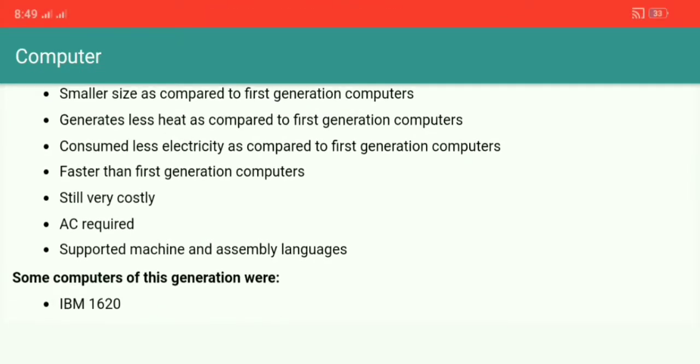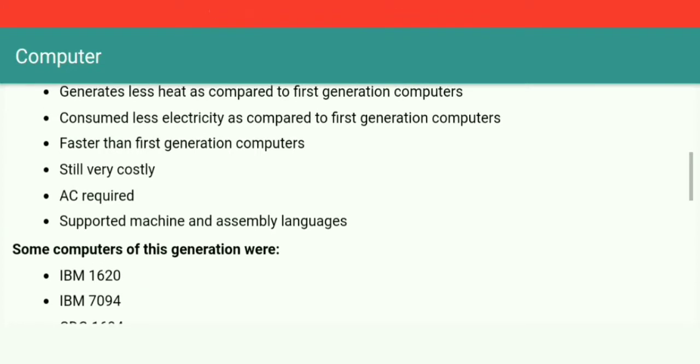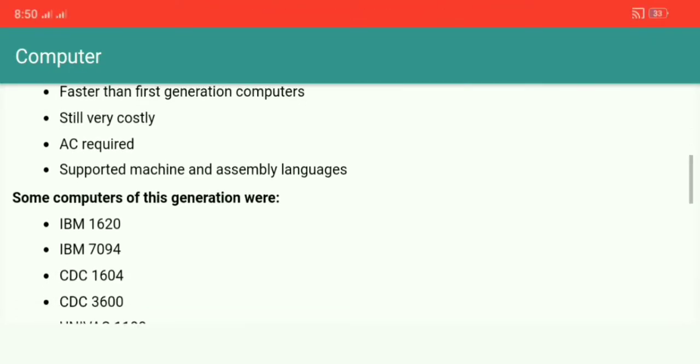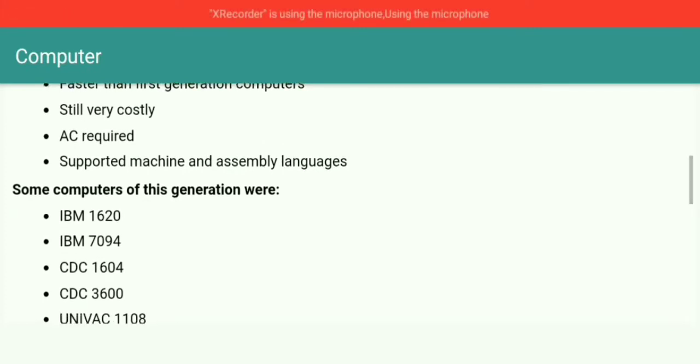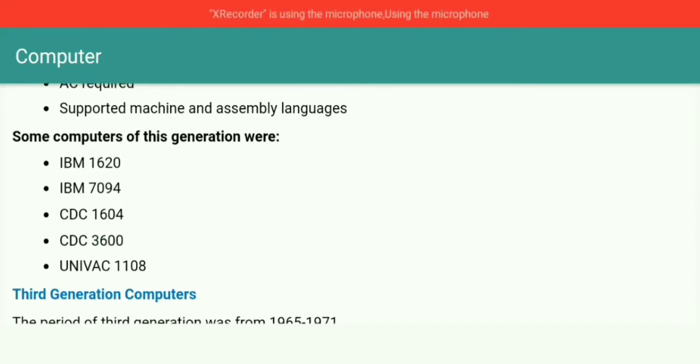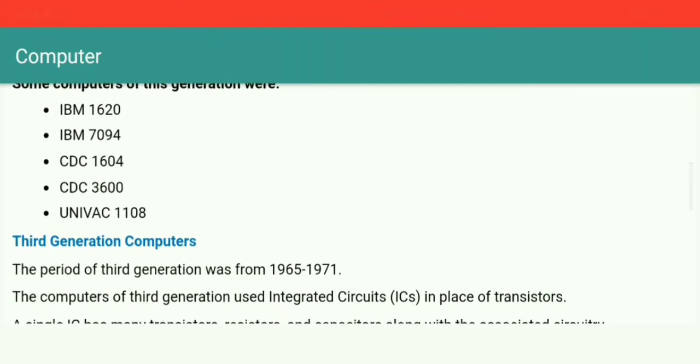AC required. Required pa niya ng AC or active current. Supported machine and assembly languages. So, some computers of this generation were IBM 1620, IBM 7094, CDC 1604, CDC 3600, and UNIVAC 1108.